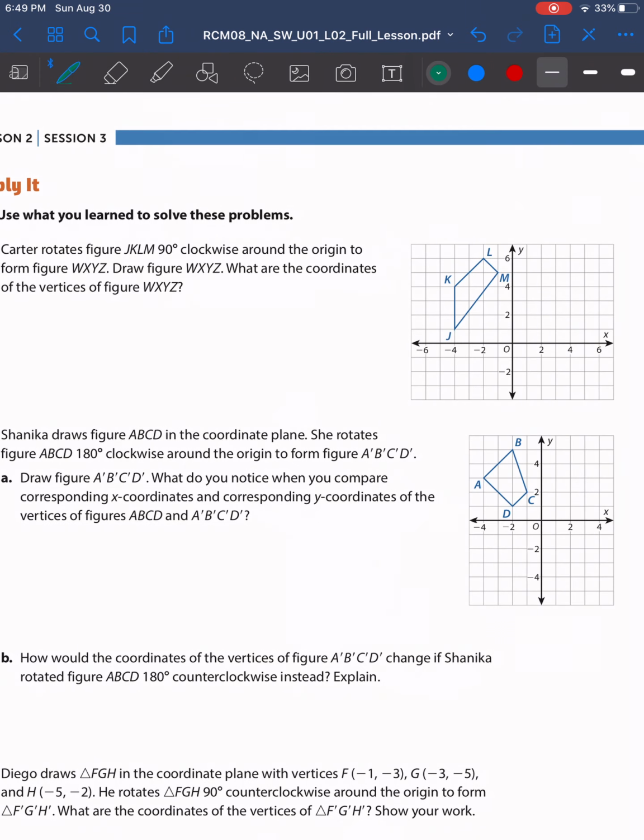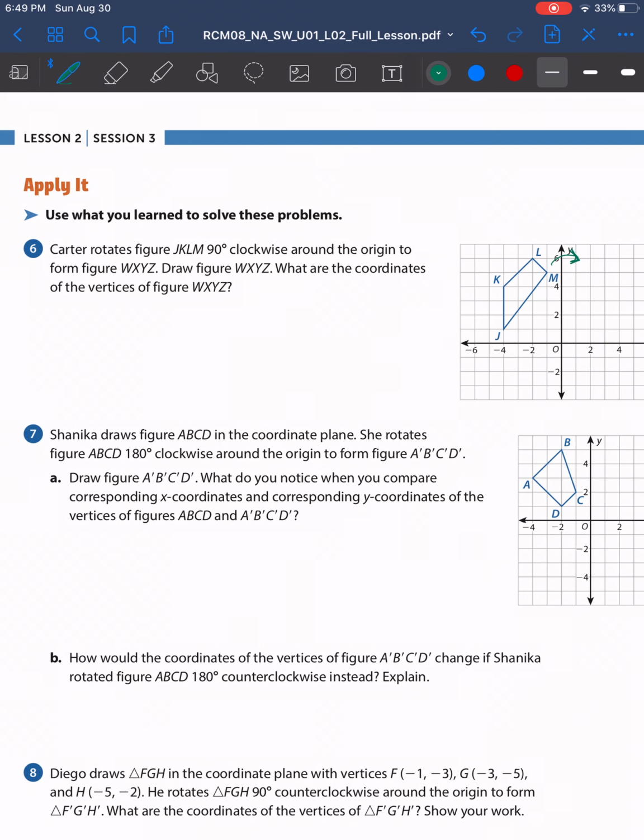Carter rotates JKLM 90 degrees clockwise. Okay, clockwise means it's going that way. Think of a clock. Around the origin. Okay, so the origin is the point of rotation, which is great. And it forms WXYZ. Draw WXYZ. What are the coordinates of WXYZ? Okay, so here, I'm going to do something that might sound crazy. First, I'm going to find the coordinates of JKLM. Okay, I'm going to write them up here so they're out of the way. J, K, L, running out of space, M.